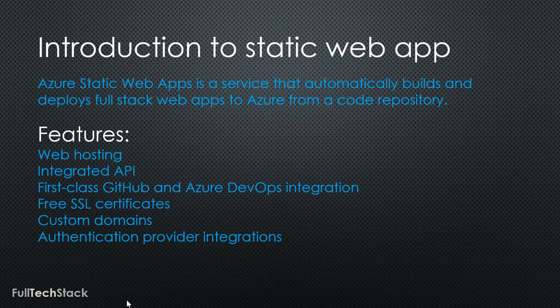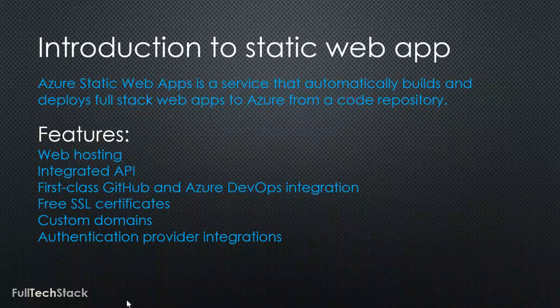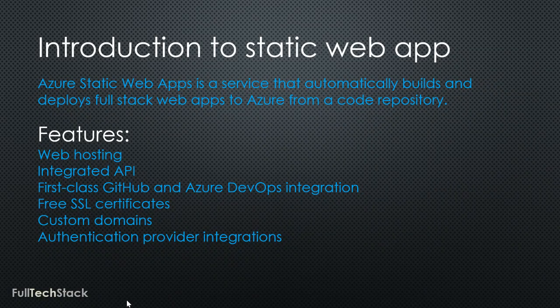So what is a static web app? A static web app is a service that automatically builds and deploys full stack web apps to Azure from the code repository. It automatically has a CI/CD pipeline, and it has some type of API that we can integrate with the static website, and these APIs work with Azure functions.